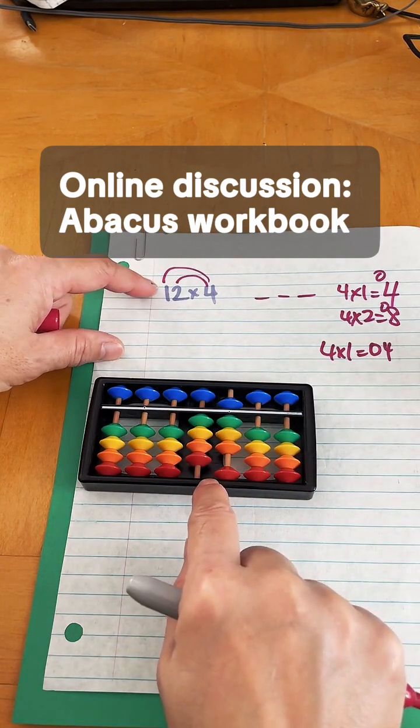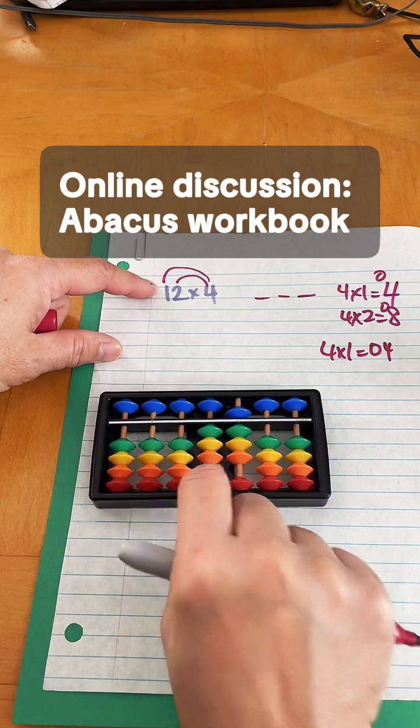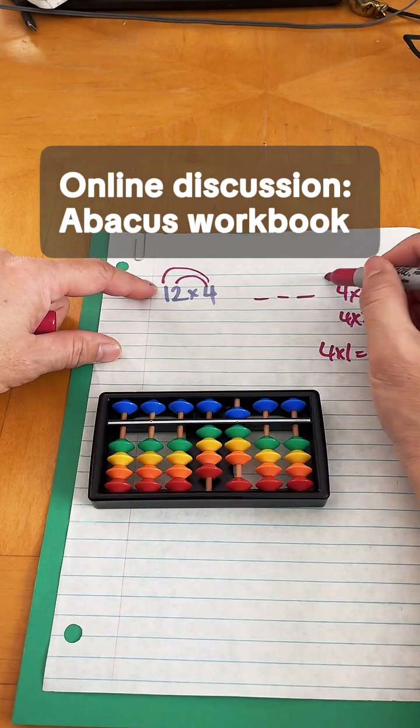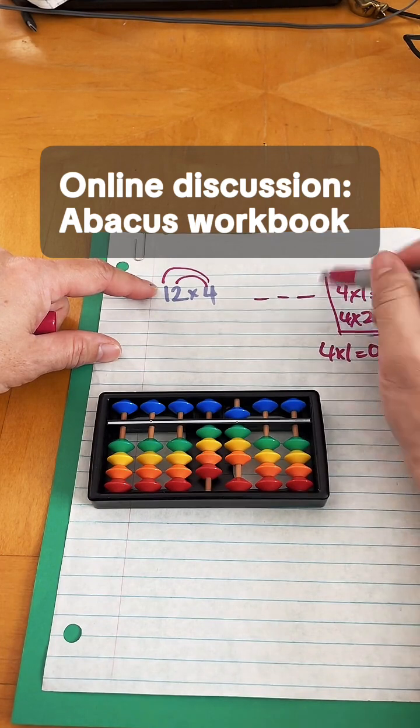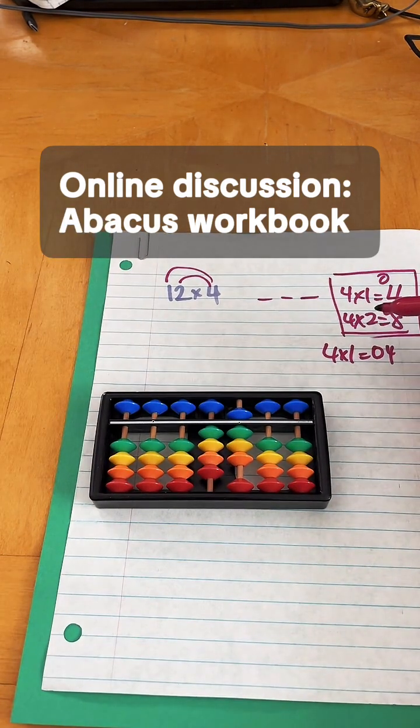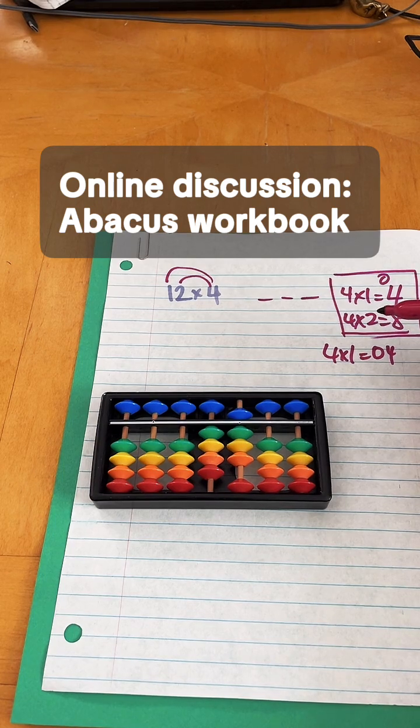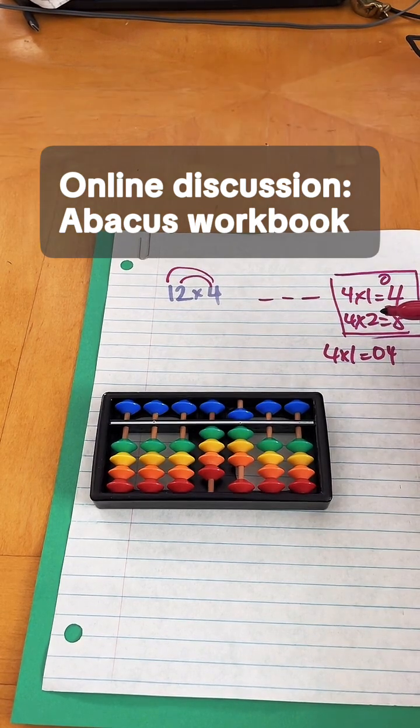So the kids don't have to memorize what 12 times 4 is. They can just do it on the abacus. But the thing is, then they really understand their multiplication table. Oh, it's for factoring. So this is the beginning of factoring.